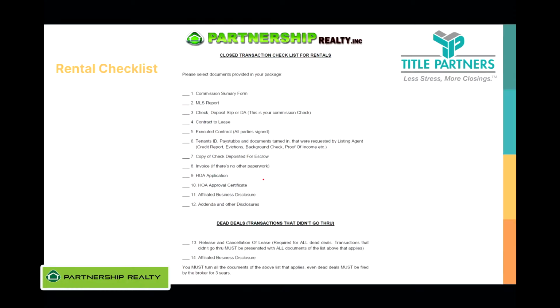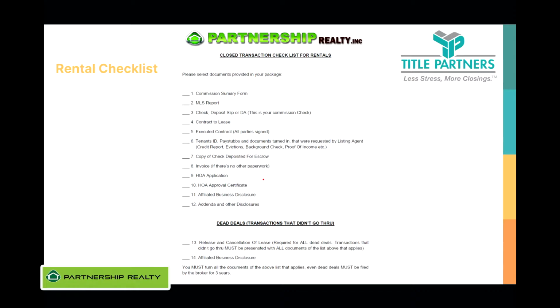So this is what the rental checklist for closed transactions for rentals looks like. Leslie will need all these documents to provide you with your commission check and disperse commission. Number 1, we need that rental commission summary form. So Title Partners needs it, Partnership Realty needs it. Number 2, we'll need the MLS report. And this is all for compliance. Number 3, very important, you keep the check deposit or DA. This is for your commission.